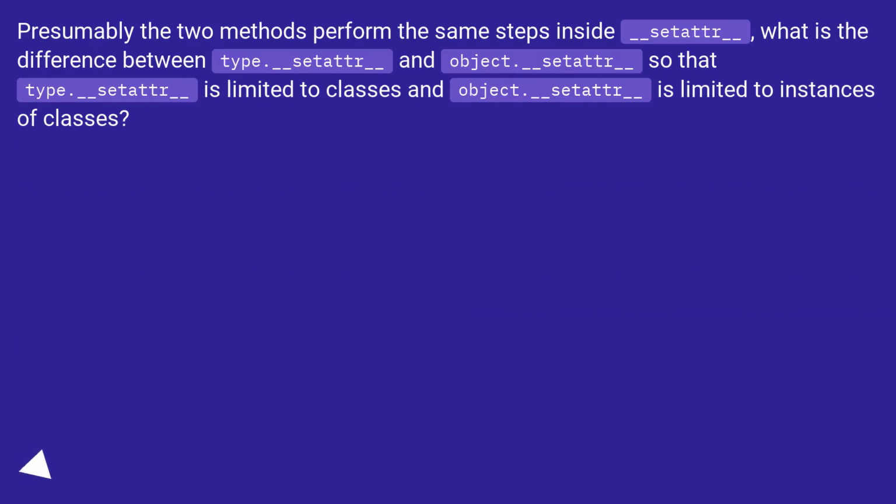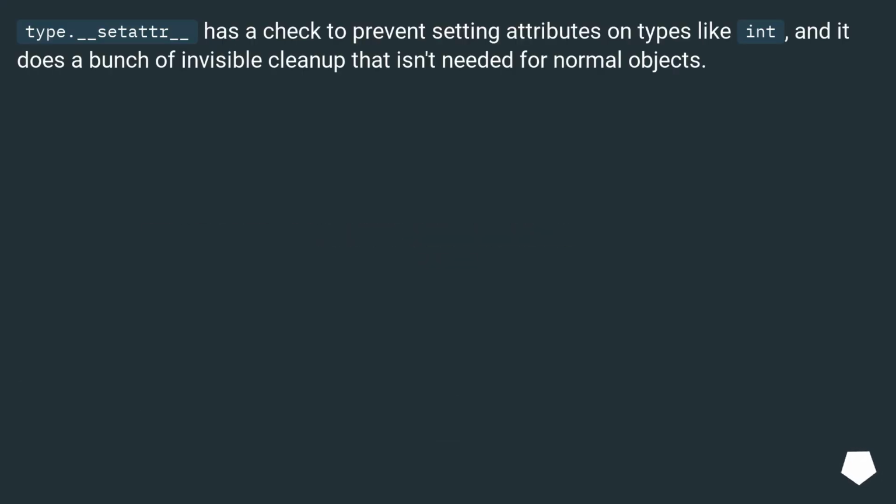Presumably the two methods perform the same steps inside __setattr__. What is the difference between type.__setattr__ and object.__setattr__ so that type.__setattr__ is limited to classes and object.__setattr__ is limited to instances of classes? Type.__setattr__ has a check to prevent setting attributes on types like int, and it does a bunch of invisible cleanup that isn't needed for normal objects.